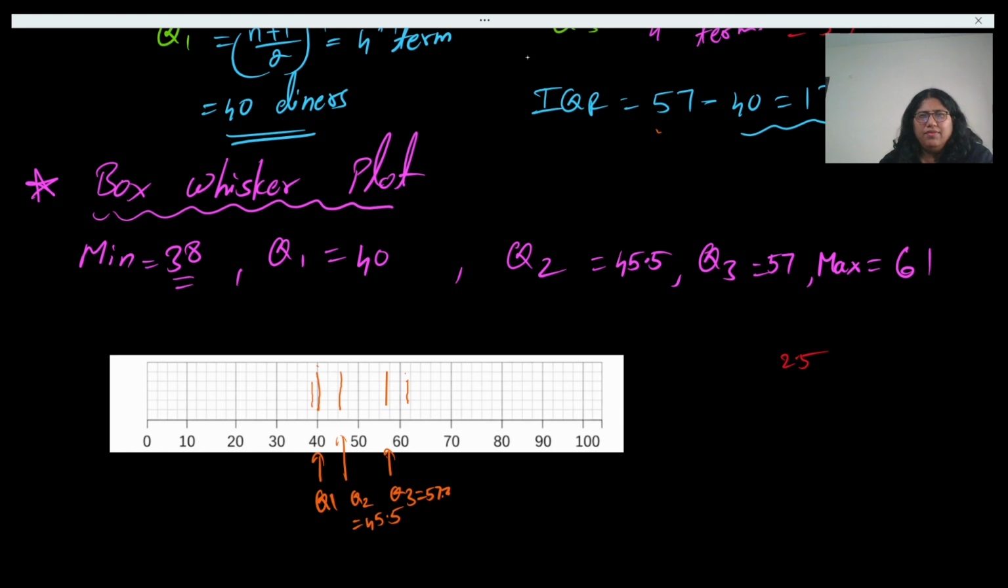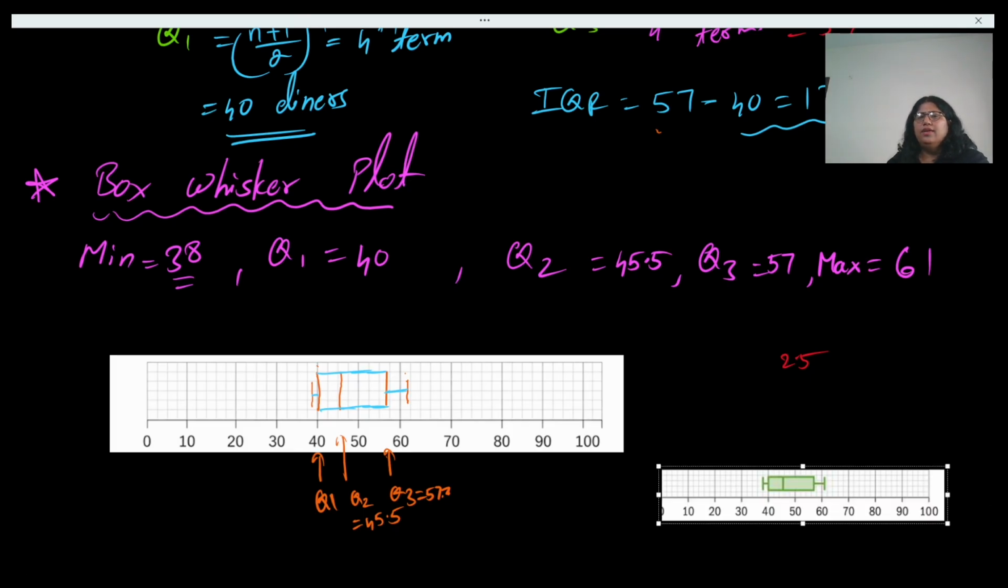Then here you have to just join it. So if I join this, you are going to join Q1 to Q3 with the same line, and the minimum value will be joined in the middle by this line. So this is called a box whisker plot. They will already give you the lines, so you don't need to draw the lines. You just need to copy paste or drag those boxes to the graph here. So I'll just show you here how it should look.